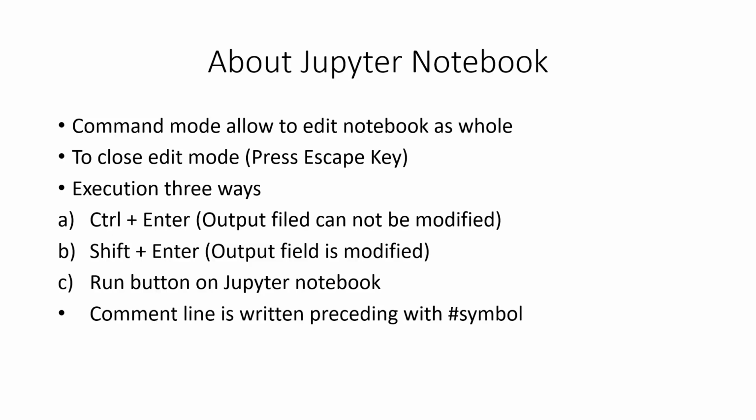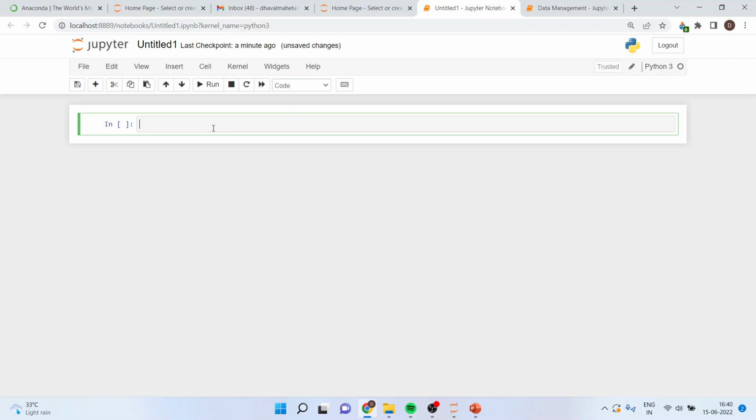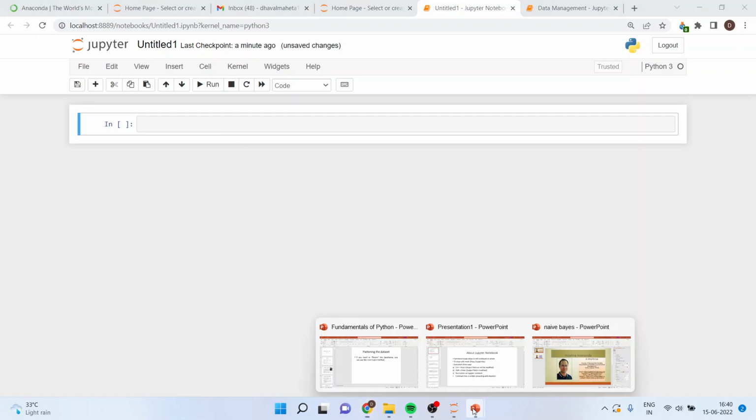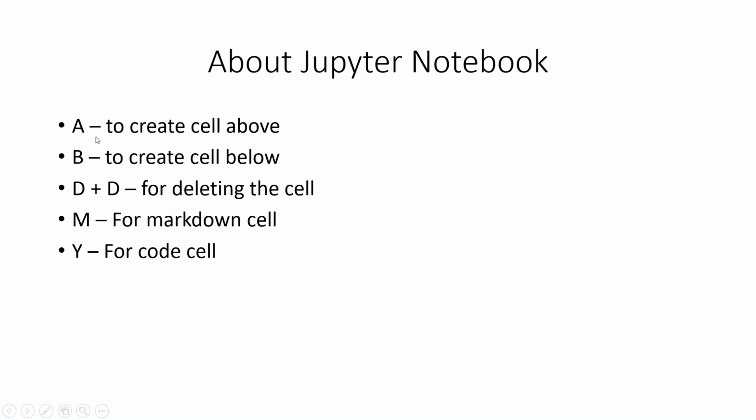Now we'll have to understand about the notebook. Command mode will be active always and it will be indicated by the green color cell. See, this is green. At present, it is in edit mode. If I want to deactivate the edit mode, I can just press the escape button and my edit mode is not on now. Then if I press capital A, it will create the cell above the existing line. If I press B, it will create the cell below.